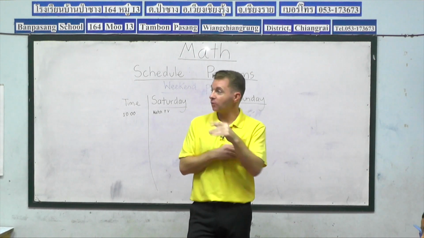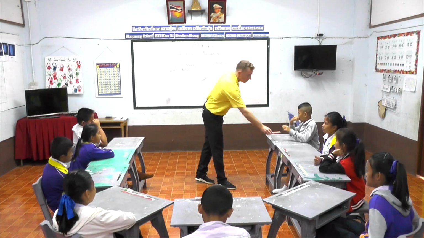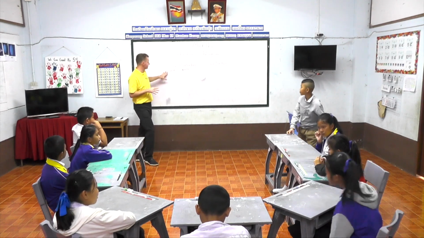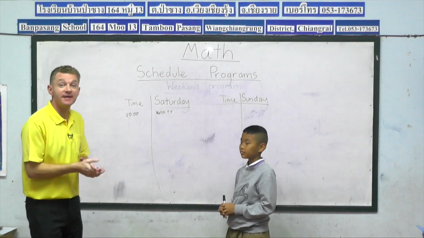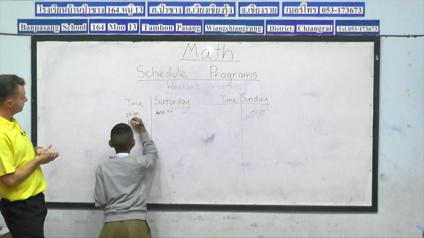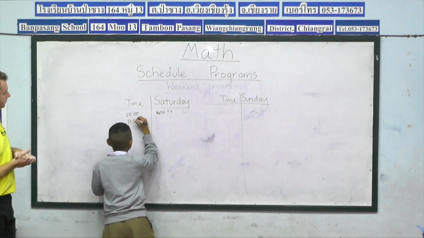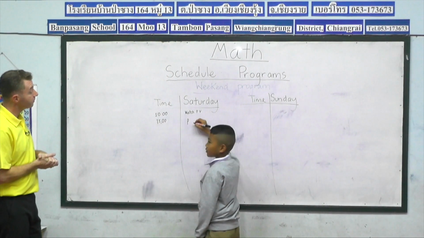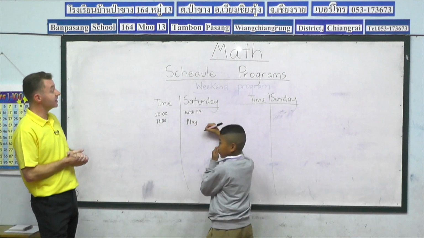And now let's see who can go next and tell us about what happened on Saturday afternoon. And now Bangpon can come forward and tell us. So Bangpon, we have an activity for Saturday morning. How about Saturday afternoon? So Bangpon, Saturday afternoon, what did you do? Play telephone. Excellent.